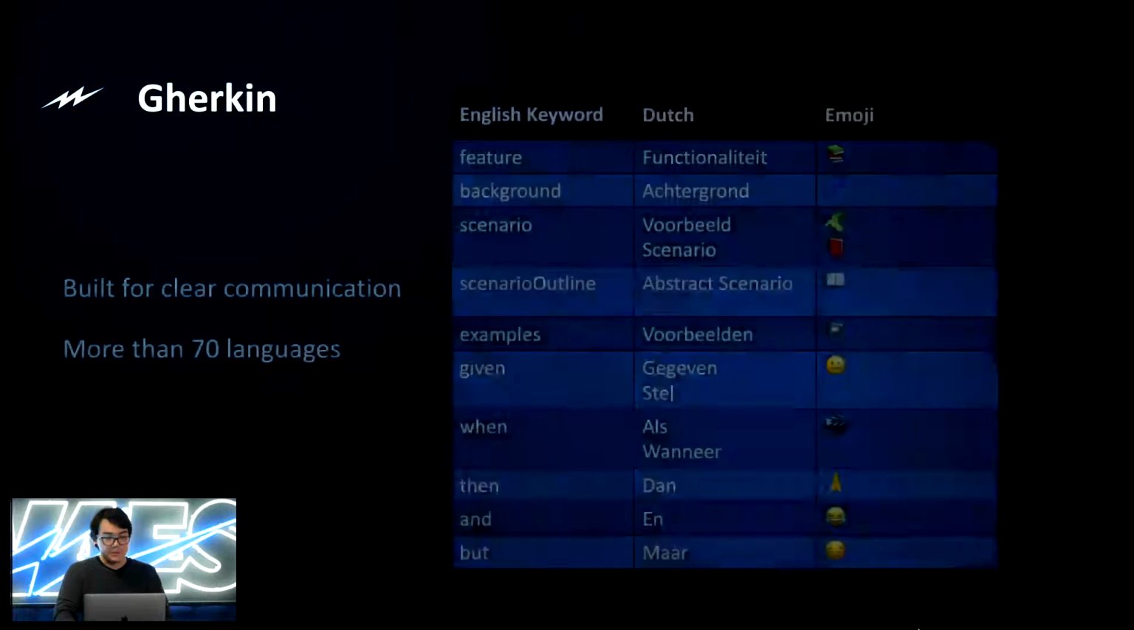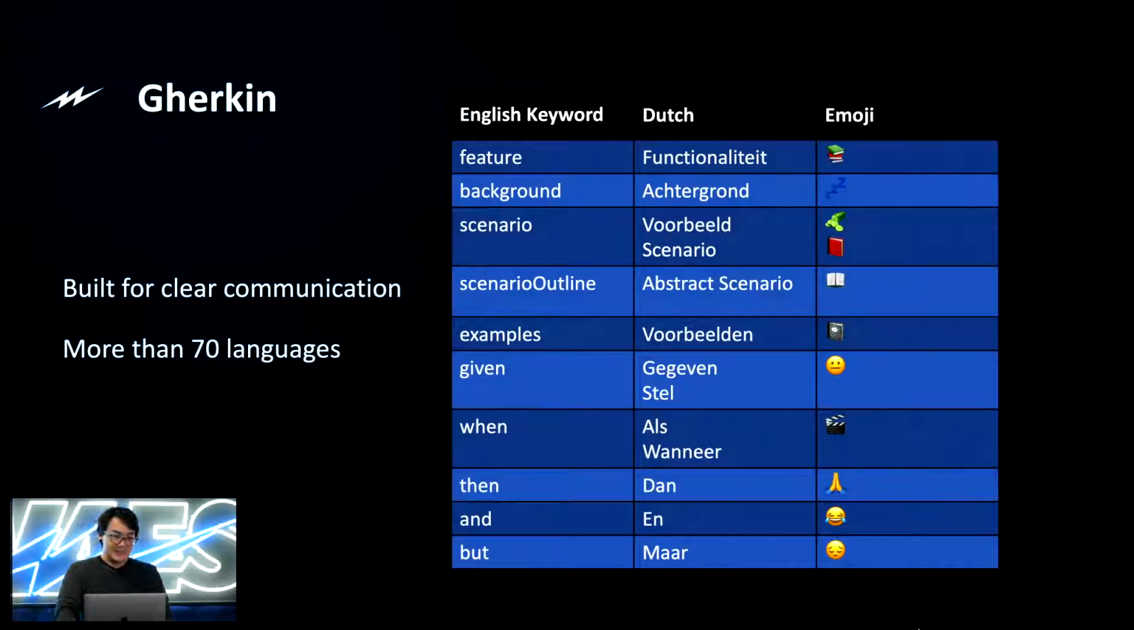Another nice thing about Gherkin is that it's also open. You have some keywords in English, and you can map the keywords to whatever you want, another language, or even emojis. Here, as you can see, we have the Dutch language available, and we also have the emoji language available. So it's focused on clear communication in your feature files.